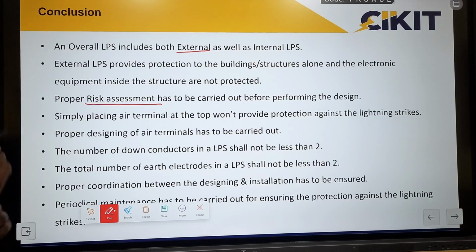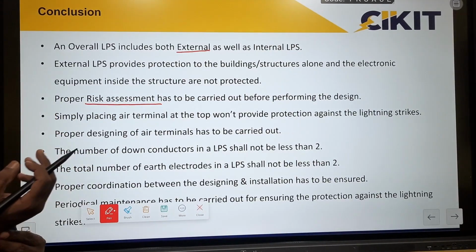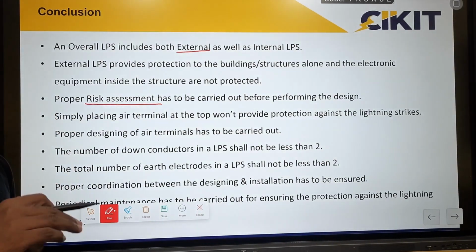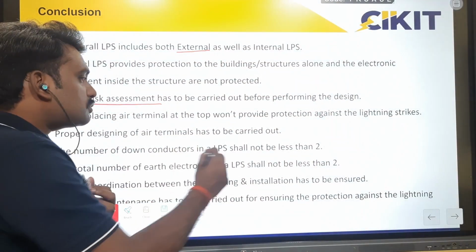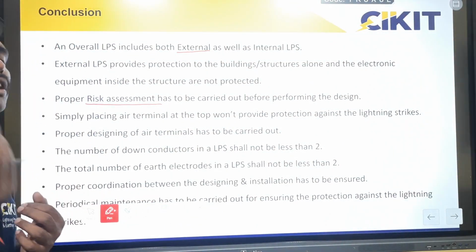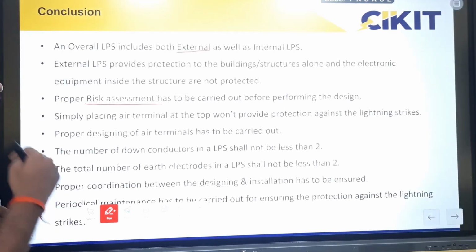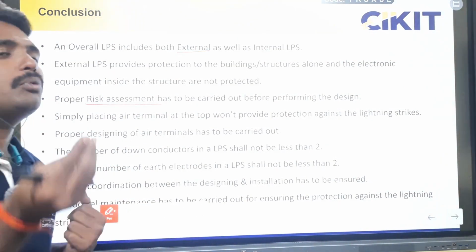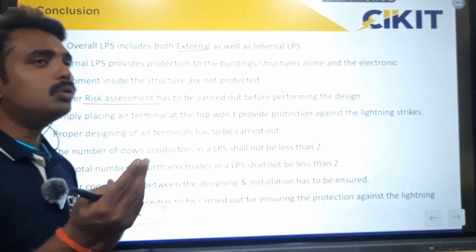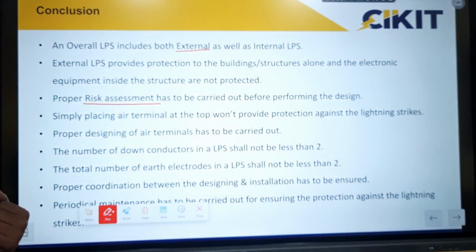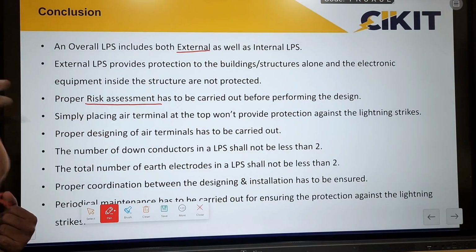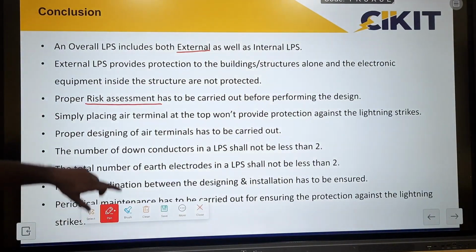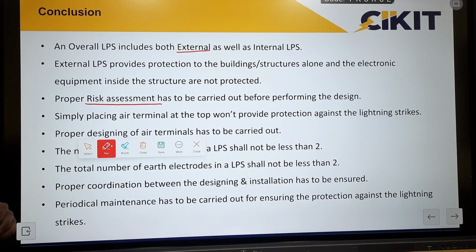And if there is a small building and we are providing only one air terminal, then the minimum number of down conductors should be 2. The minimum number of down conductors should not be less than 2. And if I am going for type A earthing, the number of earth electrodes in one lightning protection system shall not be less than 2. In any case the number of earth electrodes should be 2, and periodical maintenance should be done properly.